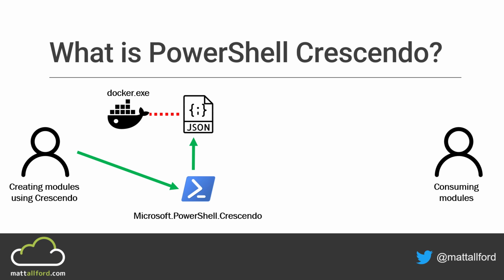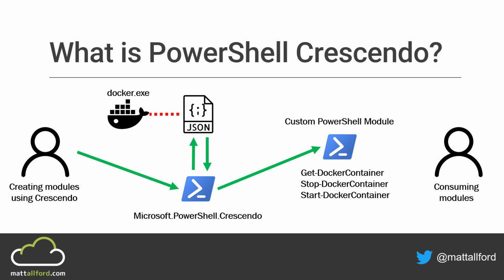So once we've configured that JSON file to do all of the different things that we need it to do, we then use another command in the Crescendo module to read back in that JSON file, and then we create a custom PowerShell module. And inside of that custom PowerShell module are the commandlets that we've created and defined inside of the JSON file. So for me, that might be things like Get-DockerContainer, Stop-DockerContainer, and Start-DockerContainer. Now under the hood, they are just going to be calling the Docker command line to perform all of the things. But as someone consuming these modules, you don't really need to know that it's doing that.